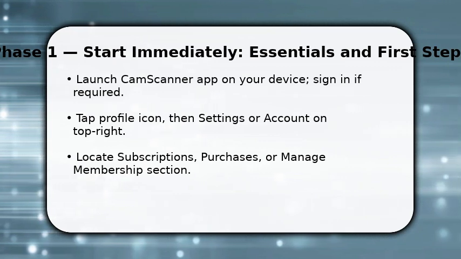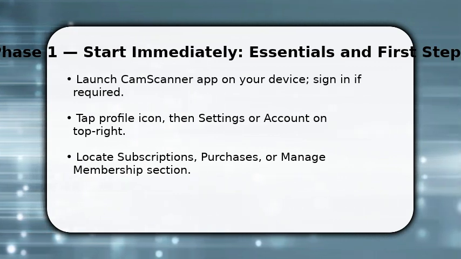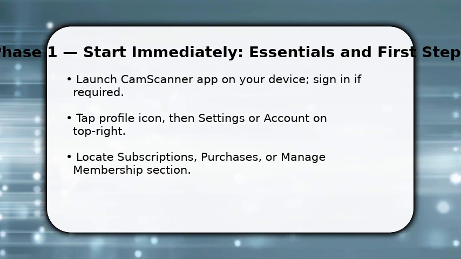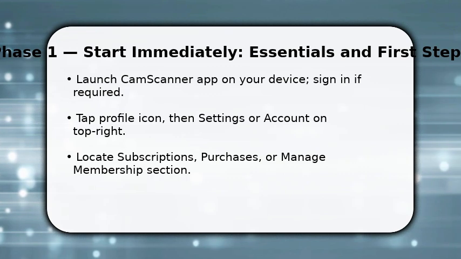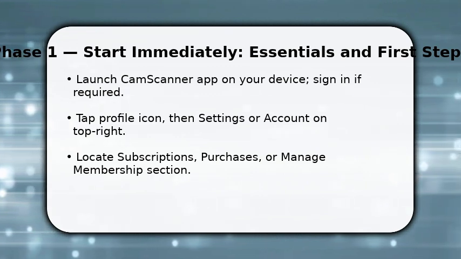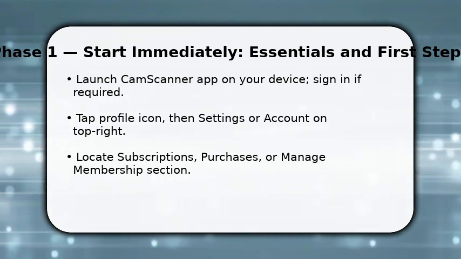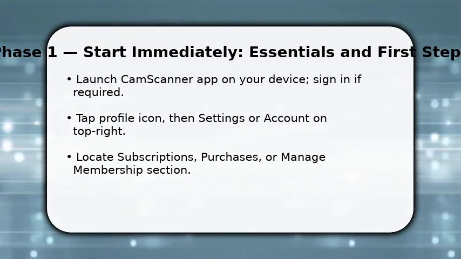You'll see a Subscriptions, Purchases, or Manage Membership label. Tap it now. This first step finds the payment record and the subscription identifier, which is essential to stop renewals. Make sure you note which account or email is displayed, since many users have multiple logins.